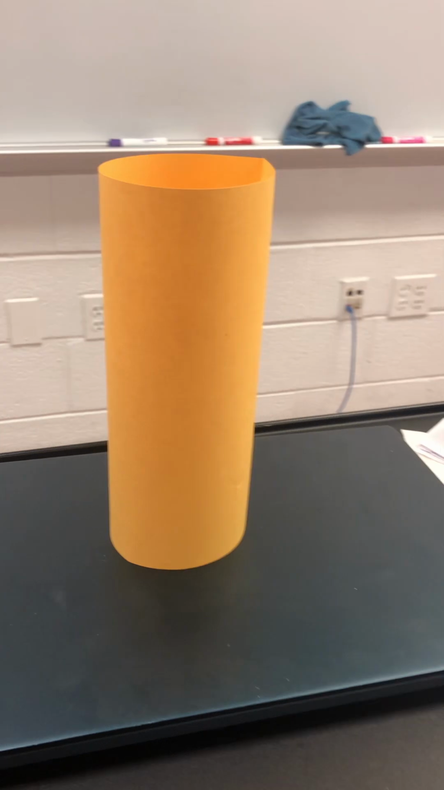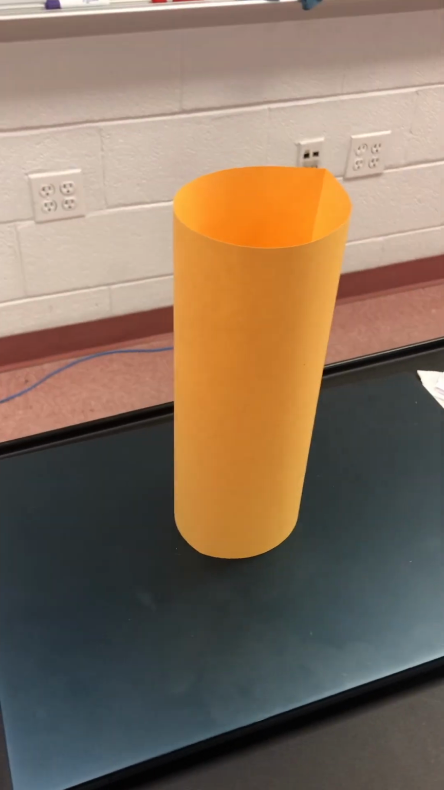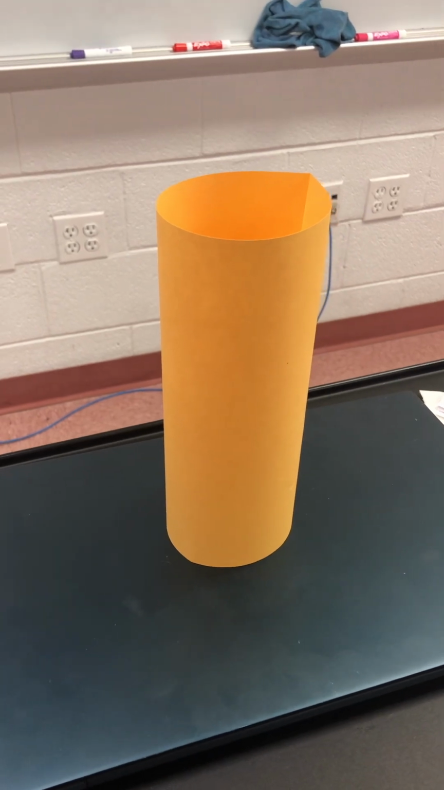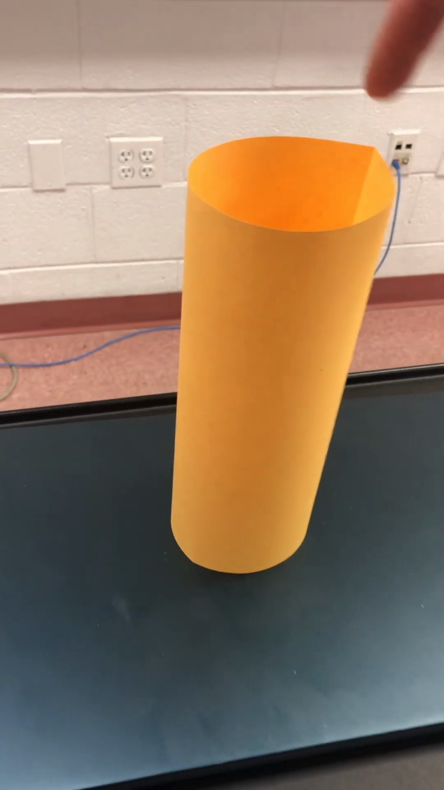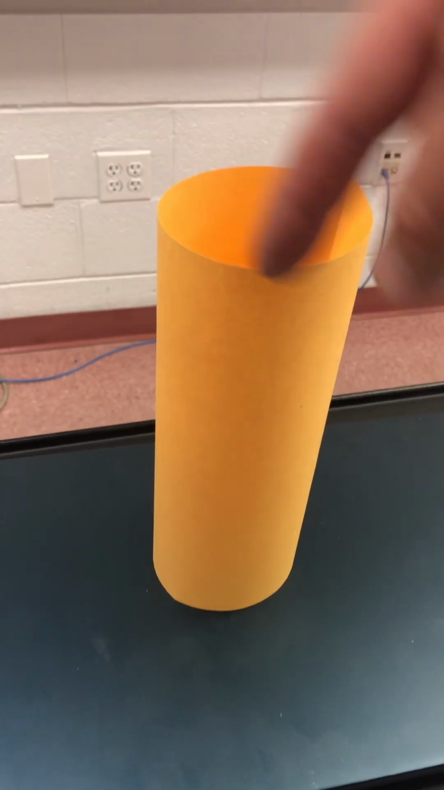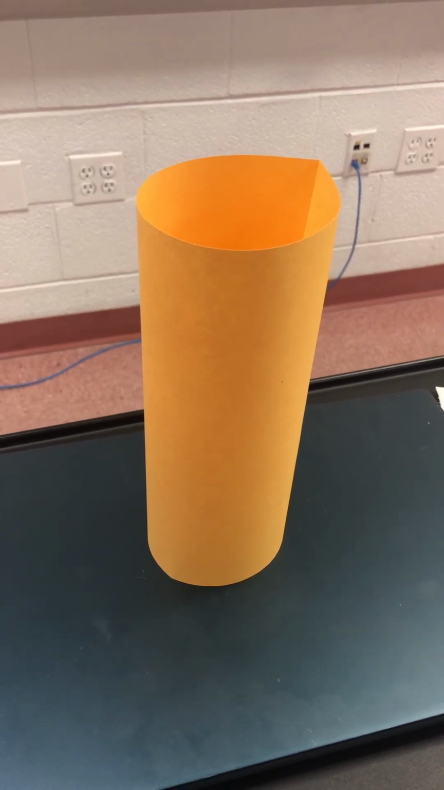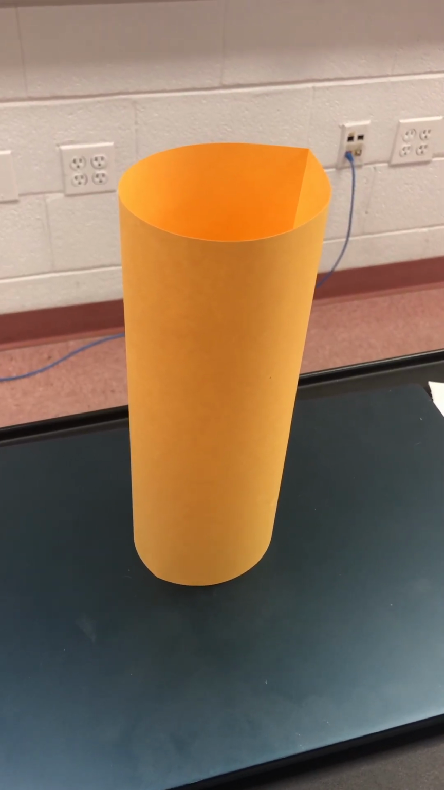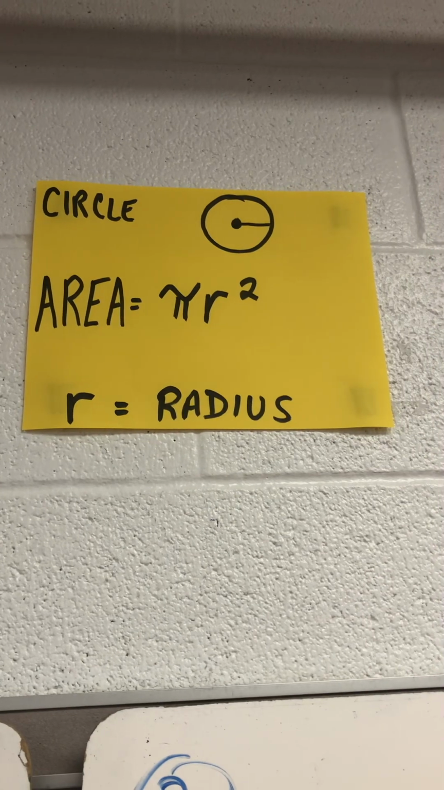So today we're going to do surface area of a cylinder. Here is a cylinder. All right. So when you take a cylinder, the top of a cylinder is called a circle, right? So if that is a circle, well, what's the area of a circle? Well, the area of a circle is pi r squared, right?